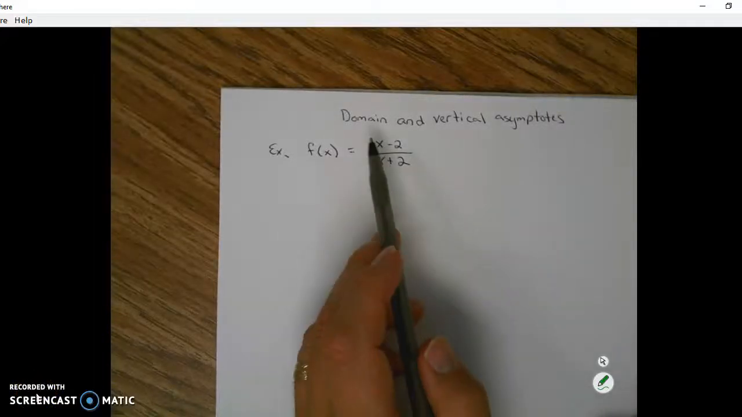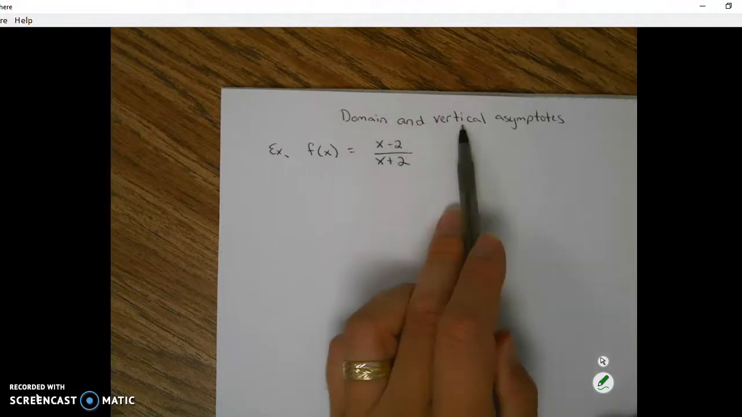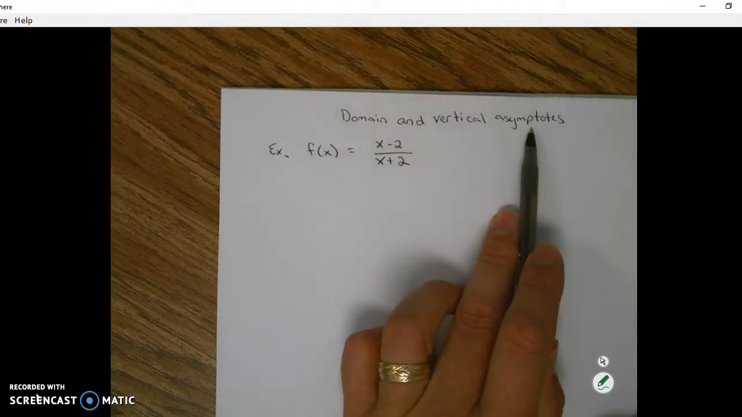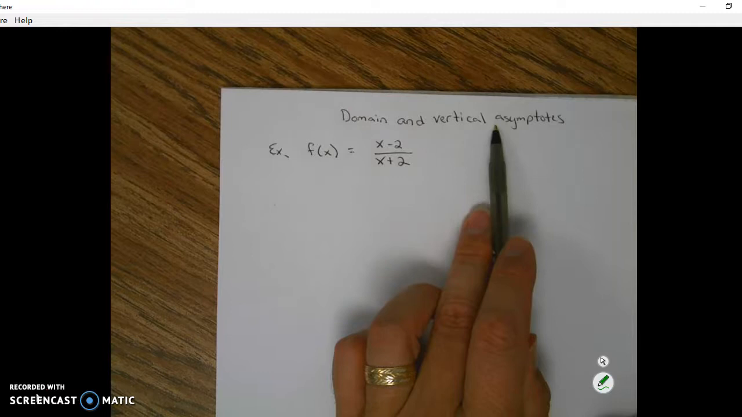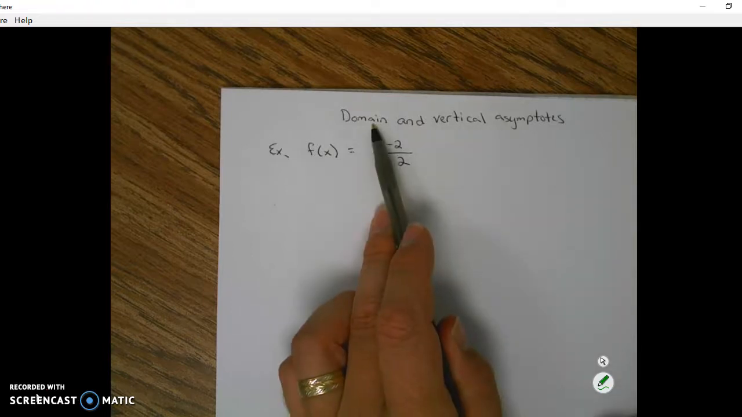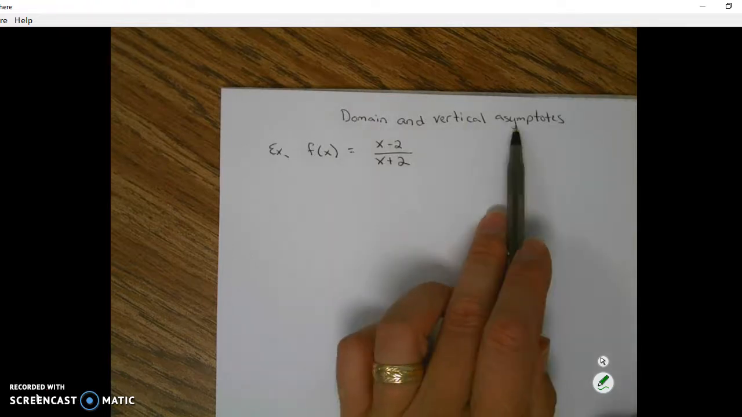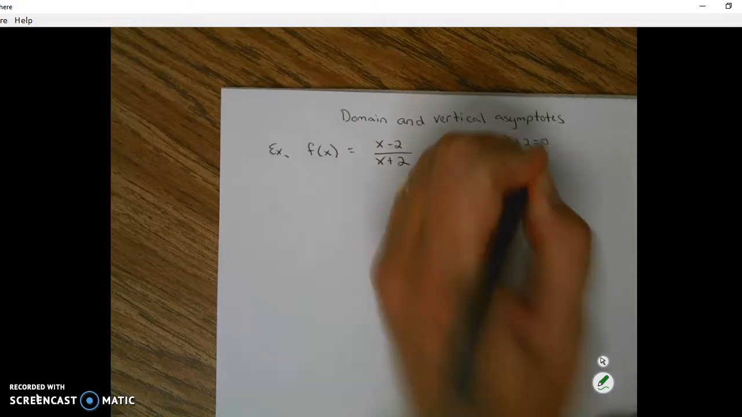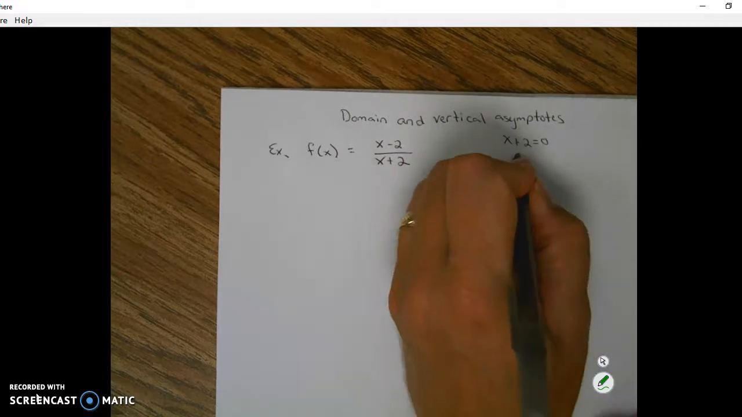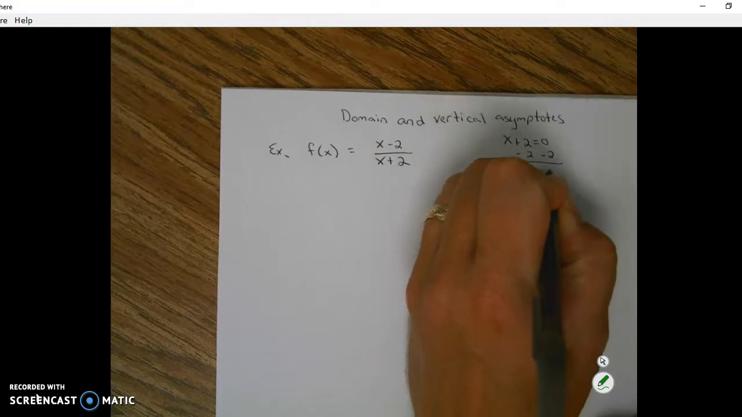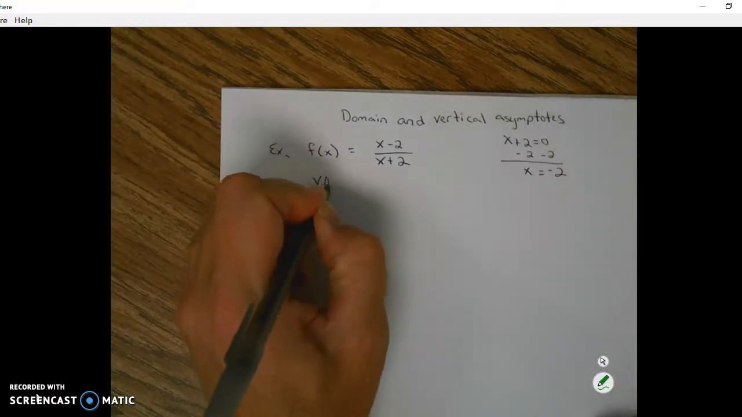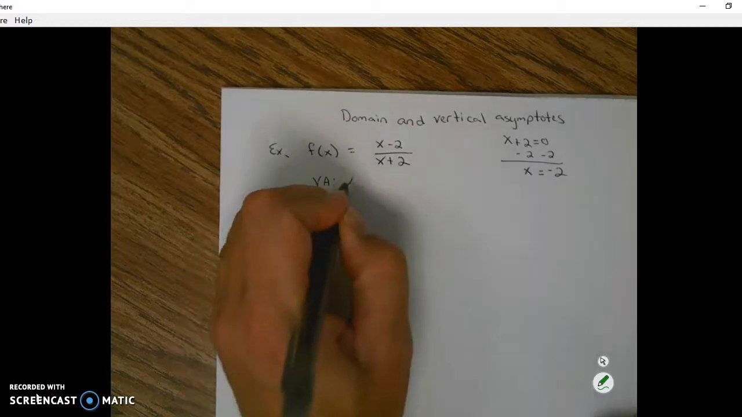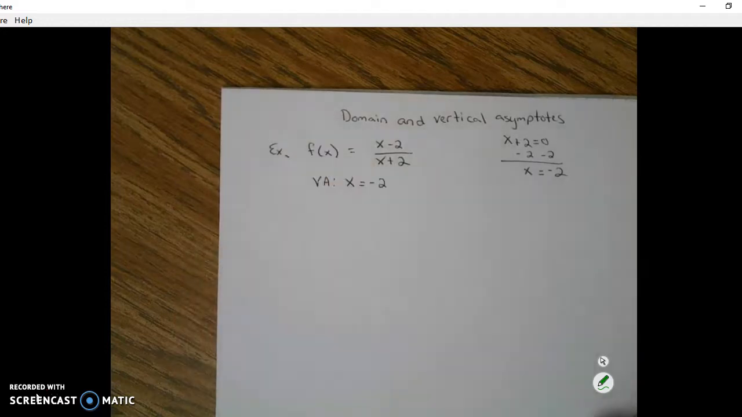Okay, so today we're looking at the domain and vertical asymptotes. They're related. Maybe you saw that in the last class that we worked on. But to find a vertical asymptote quickly, as a review, we set the denominator equal to 0, and we solve for x. So our vertical asymptote is x equals -2.